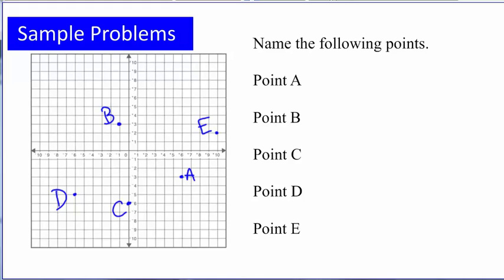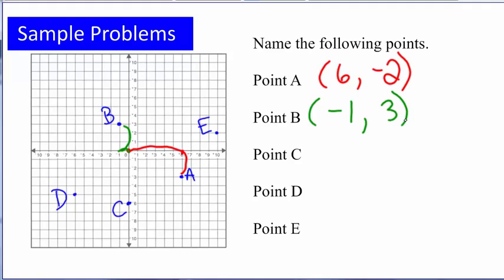Alright, let's take a look at some sample problems. Point A. Well, remember, we're going to start at the origin, and for point A, I'm moving to the right on my x-axis 6 units. So because I'm moving to the right, that's a +6. But then, to get to A, I have to move down 2 units, and because I'm moving down, that's a negative, and it's -2 since I moved 2 units down. For point B, I need to move 1 unit to the left, and because I'm moving to the left from the origin, that's a -1. And then I move 3 units up, and since I'm moving up from the x-axis, that is positive direction.